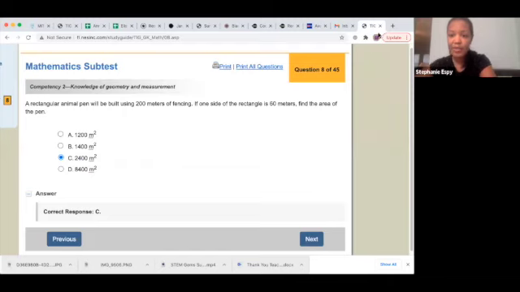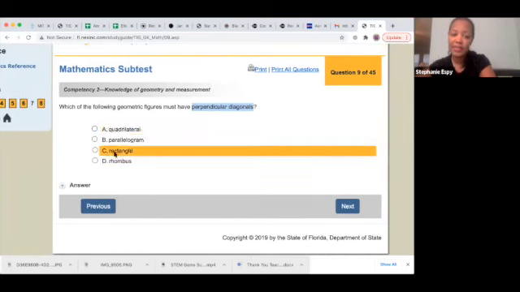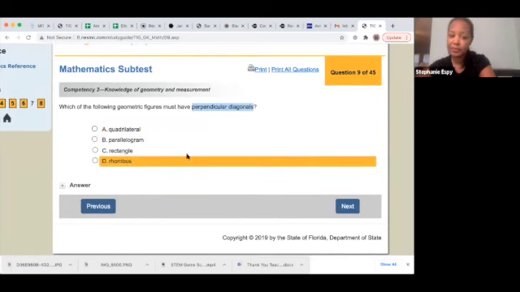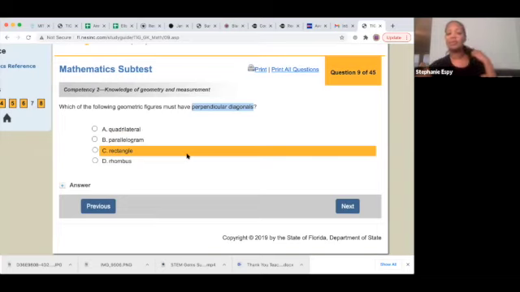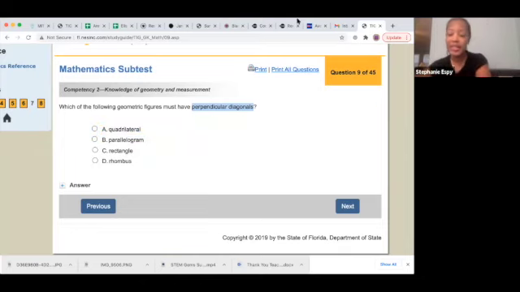Okay, let's move on to number 9. Which of the following geometric figures must have perpendicular diagonals? So this is really a question of what you know about these 4 different shapes. Which one must have perpendicular diagonals? And so just like I said in the last question, it may be helpful for you to draw these 4 diagrams and help you figure out which one has perpendicular diagonals. So go ahead and draw it out for yourself.